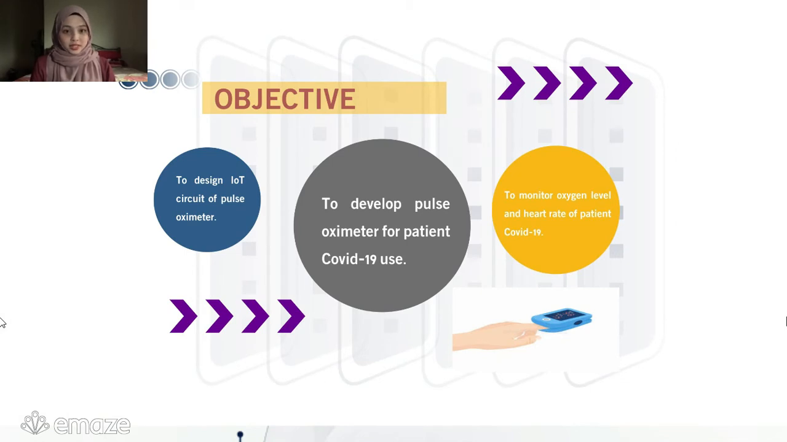The objectives for this project are: first, to develop a wireless pulse oximeter for COVID-19 patient use. Second, to monitor the oxygen level and heart rate of COVID-19 patients. And third, to design an IOT circuit of the pulse oximeter.